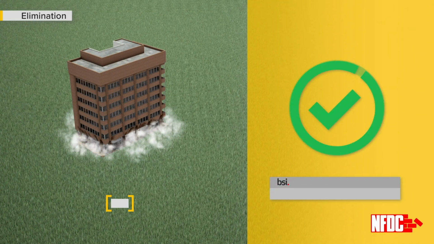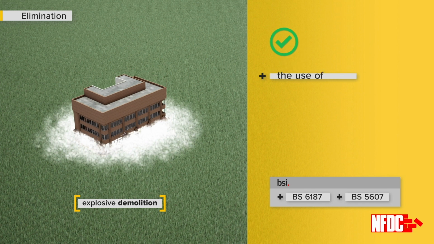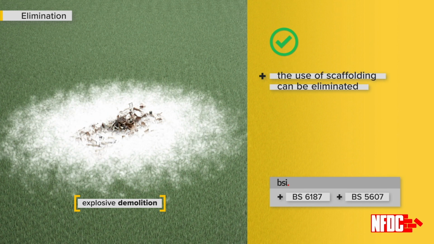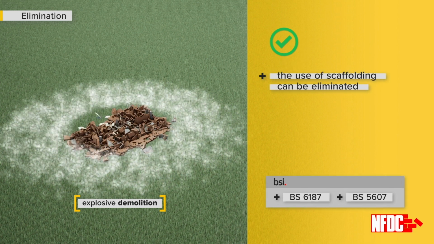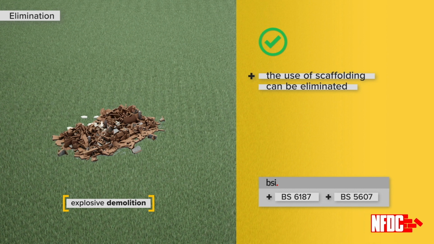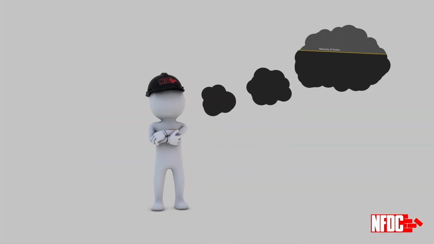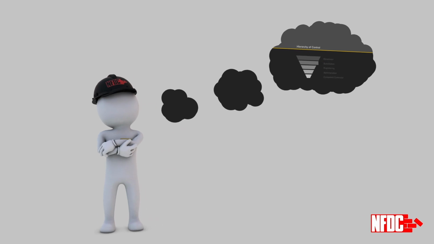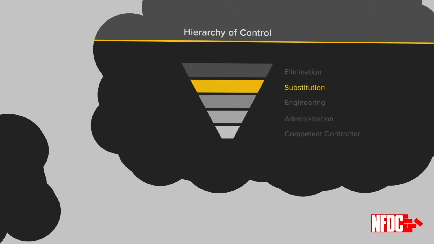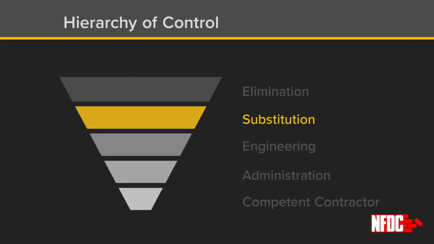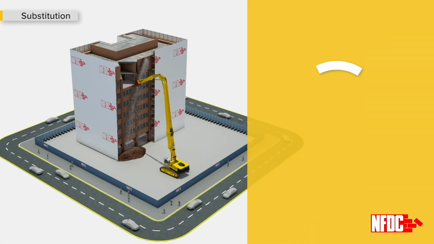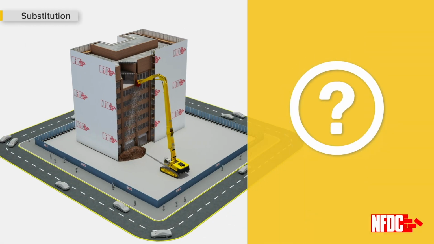Another alternative would be an explosive demolition to eliminate scaffold by means of a total exclusion zone in accordance with British standards. The next level of control is substitution, which involves replacing the hazard with one that presents a lower risk. Could the use of scaffold be substituted for alternative control measures when using demolition machinery?